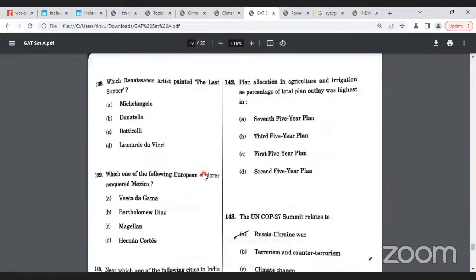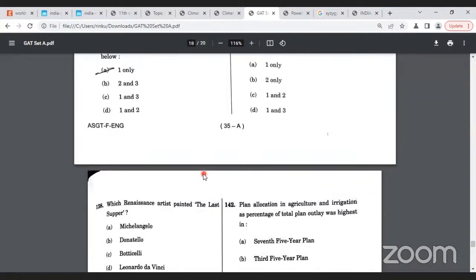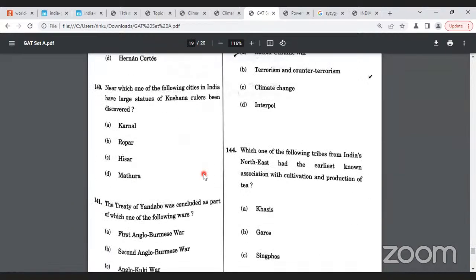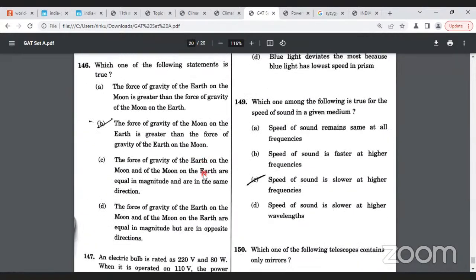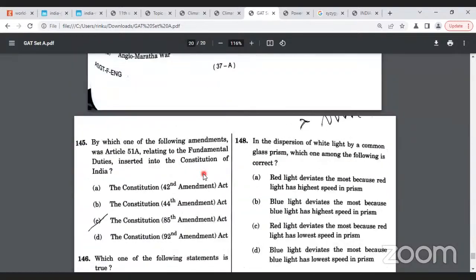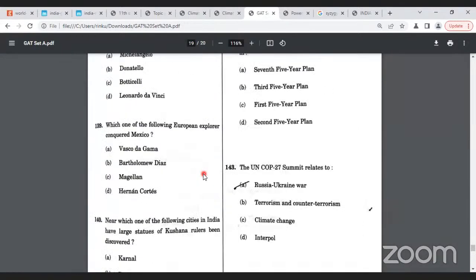I think we are done. I don't think there are any more questions for geography. The rest of them are physics, and these are not geography.